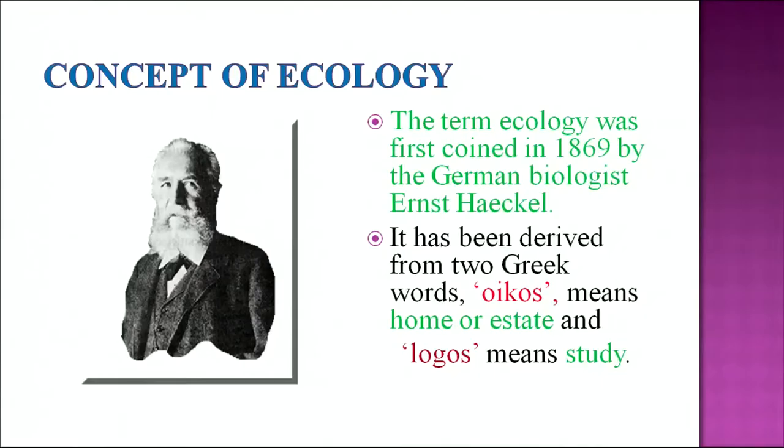What is meant by ecology? Who coined this term? And what is the derivation of the term ecology? The answer can be in simple words: the interrelated relationship of an organism with abiotic and biotic factors of the environment. Coming to the concept of ecology again, the term ecology was first coined in 1869 by German biologist Ernst Haeckel. It has been derived from two Greek words, oikos meaning home or estate, and logos meaning study.